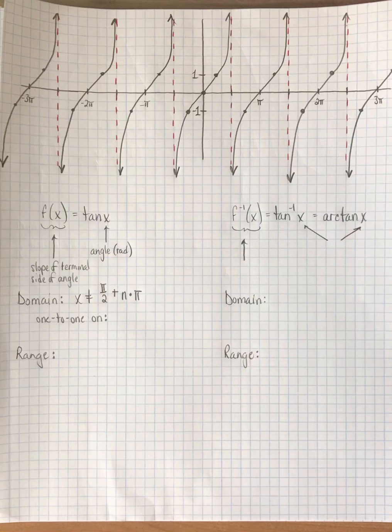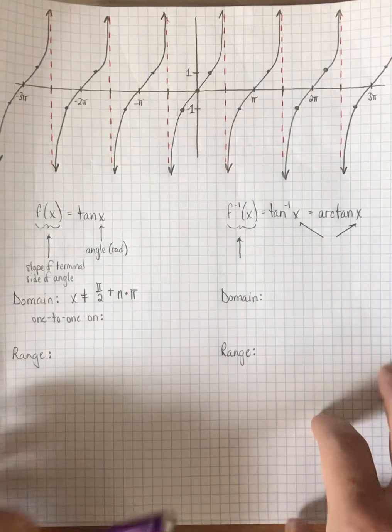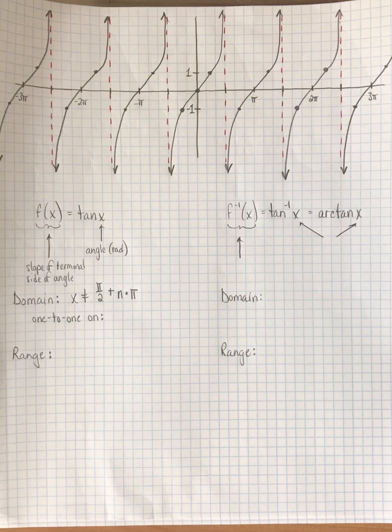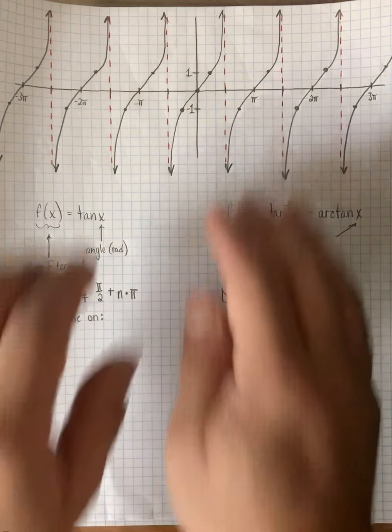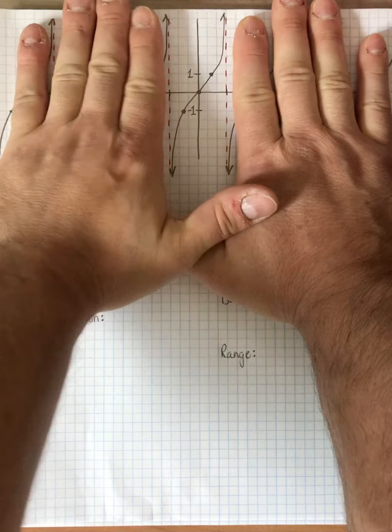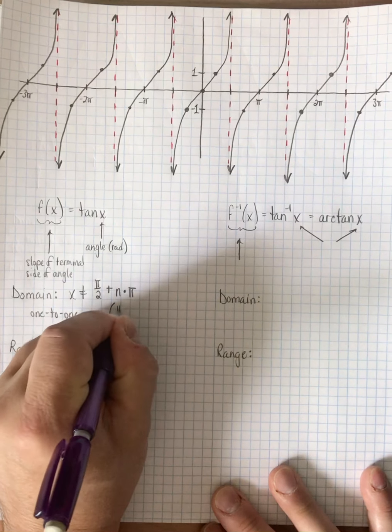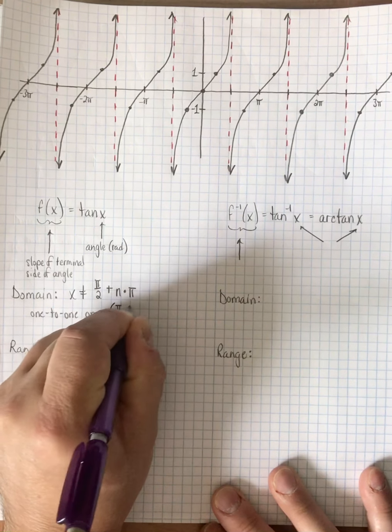Now, of course, that would be for the entirety of the function, which is not what we need here. We need something that is restricted. Fortunately, tangent kind of has an obvious restriction. Since each individual section is isolated from the others, all we have to do is pick one of them. And in keeping with the guidelines for restrictions, we should keep the one that includes x equals 0. So this central piece of it right here gives us a restriction of negative pi over 2 to positive pi over 2.